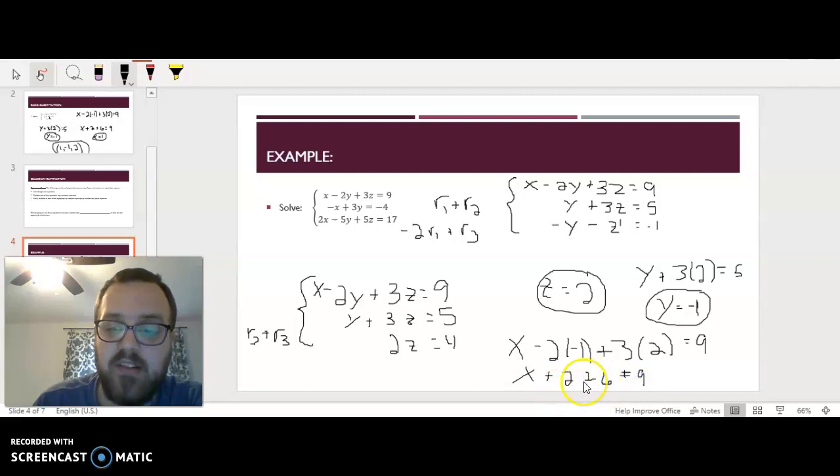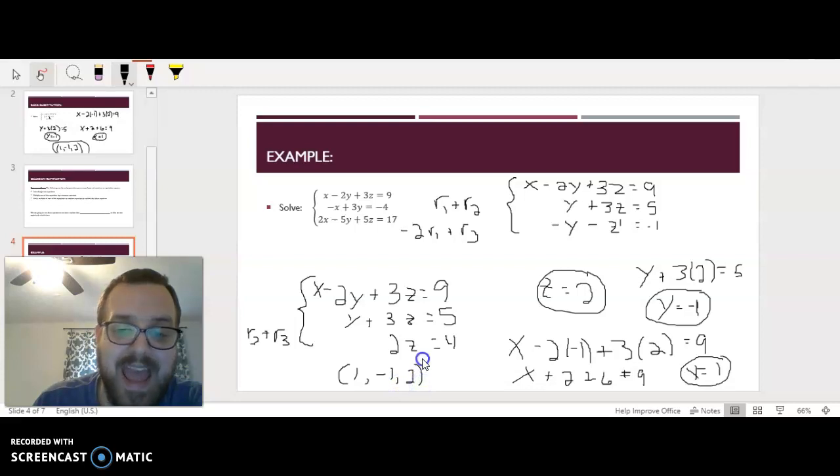And then 2 plus 6 is 8. Subtract 8 from both sides. We'll get that x equals 1. And so my final answer would be 1, negative 1, 2. I always list them in the order x, y, z. And that is the point in 3D space where these three planes would be touching each other.